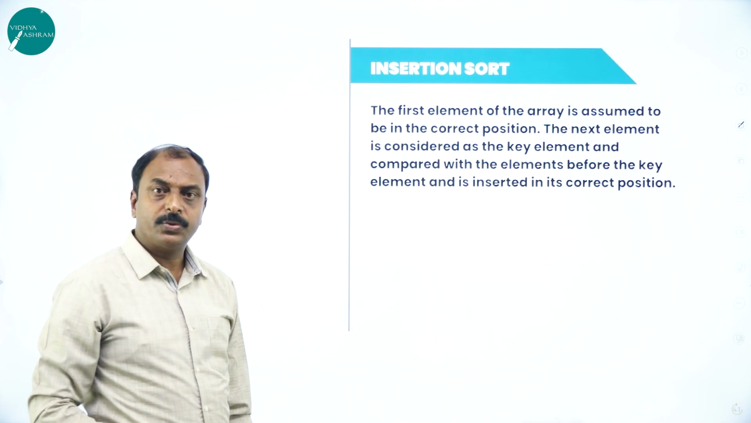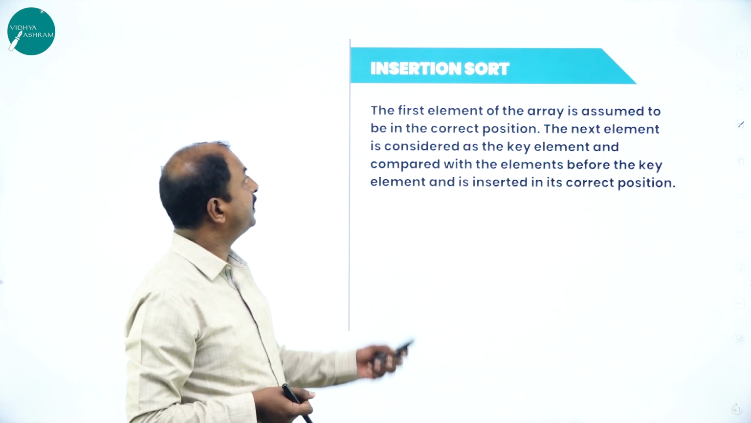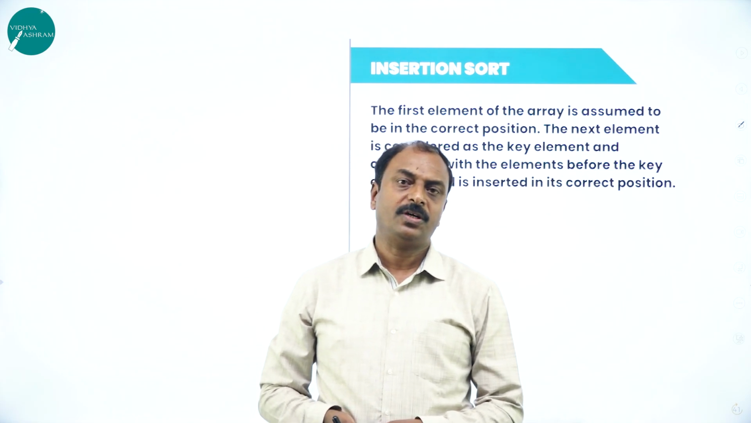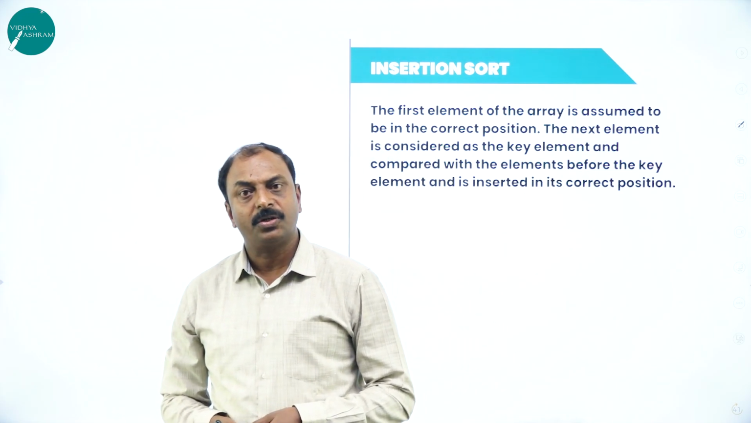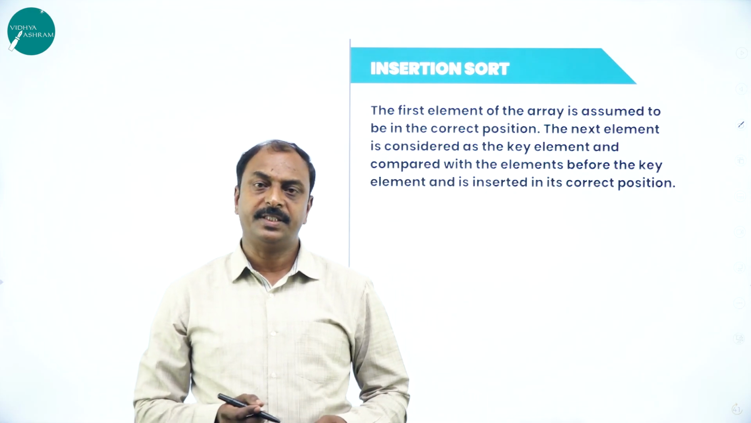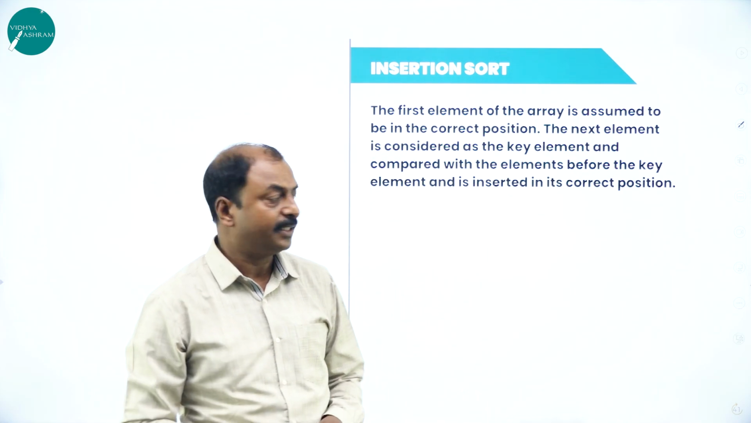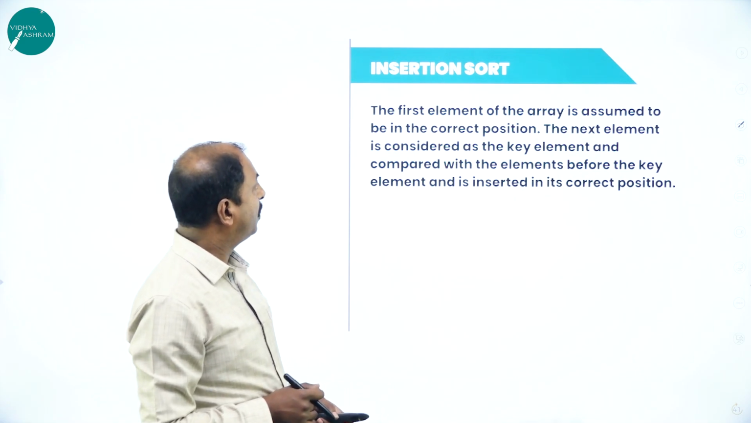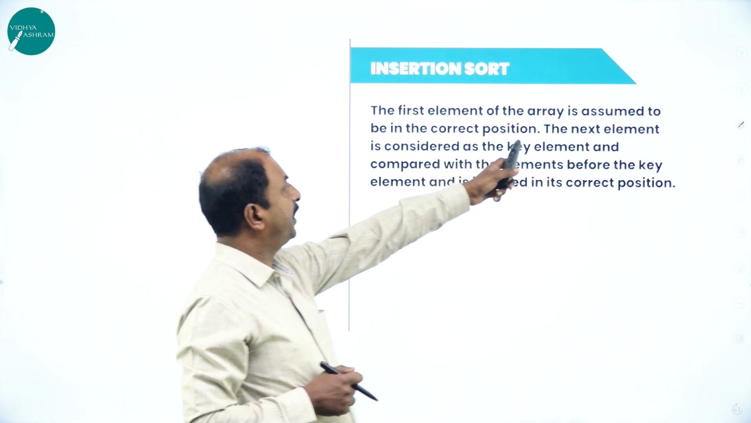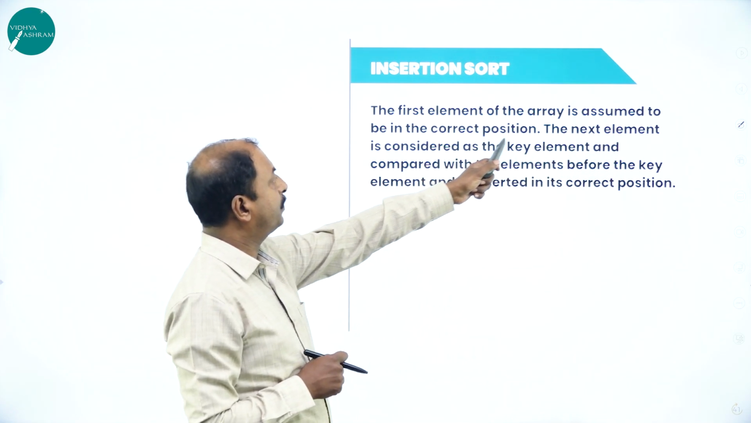Now let us move on to the next operation, that is insertion sort. Now we have learned the definition of sorting. What is sorting? Sorting is nothing but arrangement of data items either in ascending order or descending order. So here, how do we sort it? The definition says the first element of the array is assumed to be in the correct position.